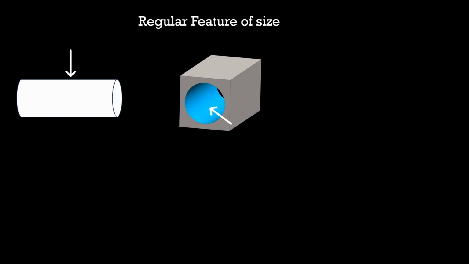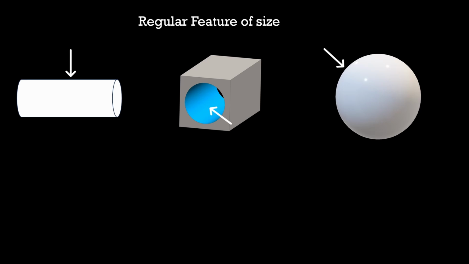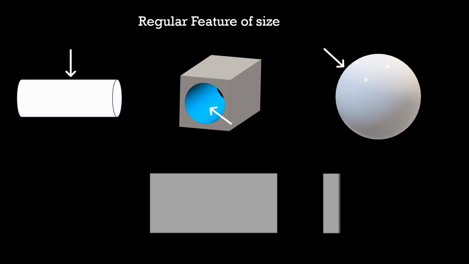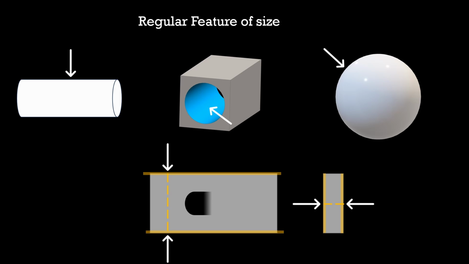Same in the case of a hex section block. All the individual faces are opposed and parallel. So they are regular features of size. But this hex itself is not a regular feature of size. So this will not follow the GD&T Rule 1. So this was all about the regular feature of size. A cylindrical shaft or a cylindrical hole is a regular feature of size. A spherical ball is a regular feature of size. Parallel and opposed surfaces are regular features of size, like the width of this rectangle or the thickness of this rectangle, or the width of this slot.